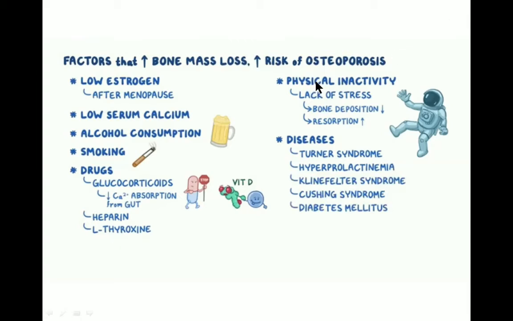And some other risk factors which cause osteoporosis are physical inactivity, especially in astronauts, who at zero gravity have a very weak musculoskeletal system. Because lack of stress, which normally increases bone deposition, and because of the physical inactivity, there will be only increased bone resorption. And some other diseases like Turner syndrome, hyperprolactinemia, Klinefelter syndrome, Cushing syndrome, and diabetes mellitus are also risk factors for osteoporosis.